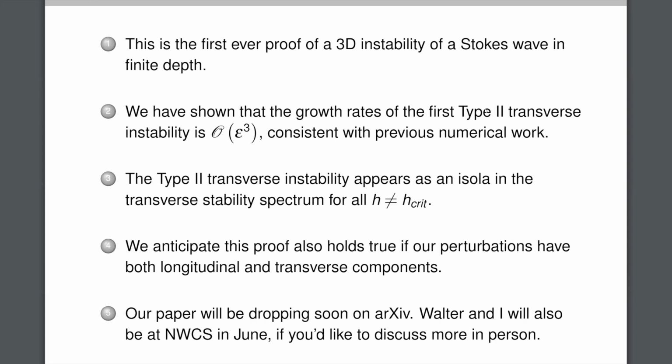We've also shown that this very first type 2 transverse instability grows like order epsilon cubed. And if you go back to the work of McLean, you can kind of see that this was already known numerically. And now it's nice to know that we have that rigorously as well. And to put a reference frame here, in finite depth, the Benjamin-Feir instability grows like order epsilon squared. The first high frequency instability bubble goes like order epsilon squared. So this transverse instability is something that's an order of magnitude smaller in finite depth.